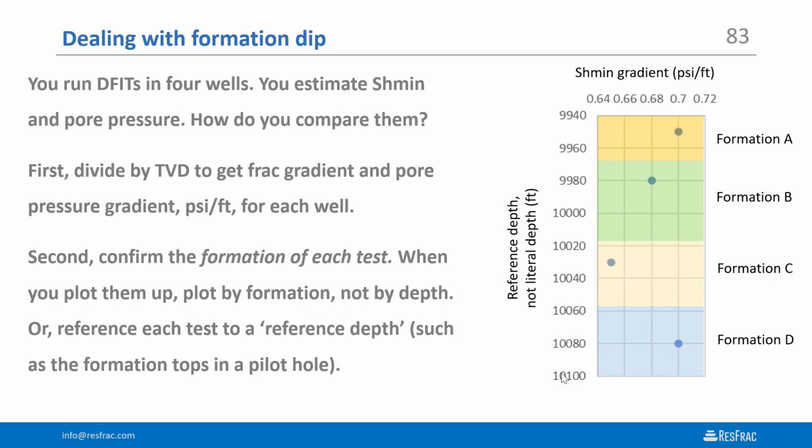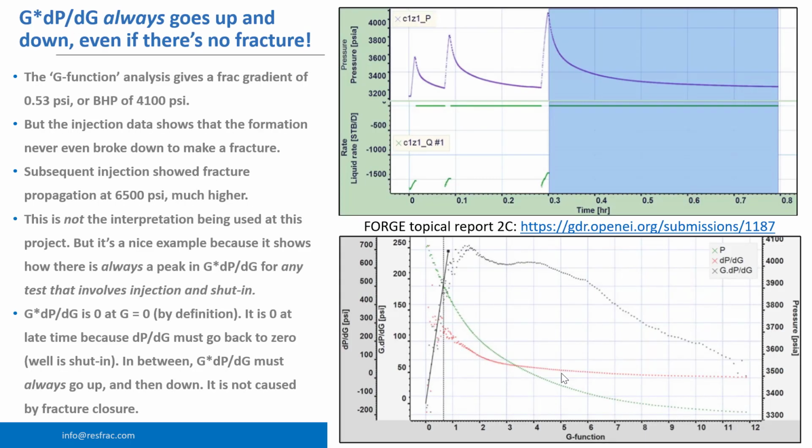And so here we've made an effective plot showing this trend of stress versus depth. But if you just plotted frac gradient versus literal depth, you could end up with some really misleading results. Like maybe these dots all end up at the same place, and then you're really confused. So got to be really careful about that.